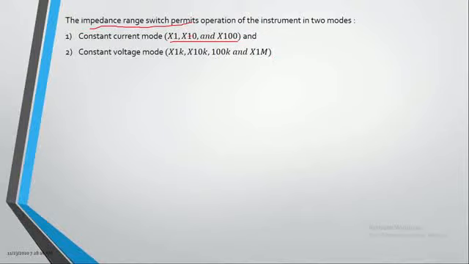If you choose the impedance range switch to tune one of these components, then I can say that the instrument is operating in constant current mode. What it means is we are applying a known current which passes through the unknown element, and we are calculating the voltage drop across the unknown element.